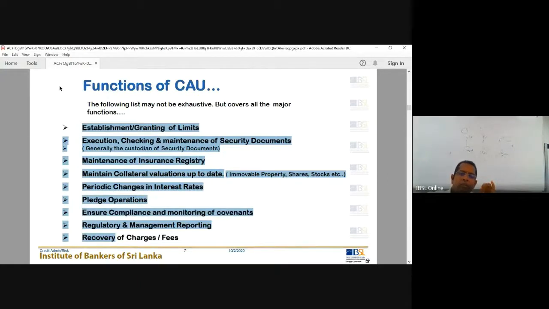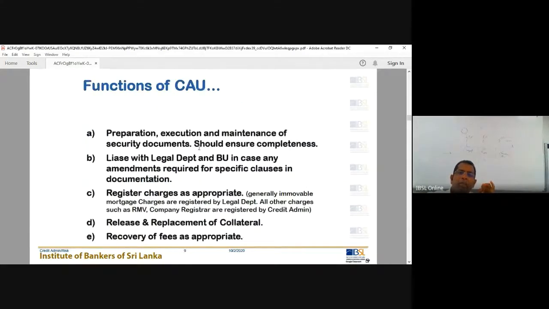Second one, execution, checking and maintenance of security documents. Preparation, execution and maintenance of security documents should ensure completeness. Like all offer letters and security documents need to be done by these people. If covenants have to be standardized, and if the covenants are different, they are the ones who have to liaise with the business line and the legal department to get the covenant correctly. Right? Then all the document registration, like RMB, machinery mortgage registration, company registration, all those things normally need to be done by CAU. However, property mortgages, land registration is done by the legal department.